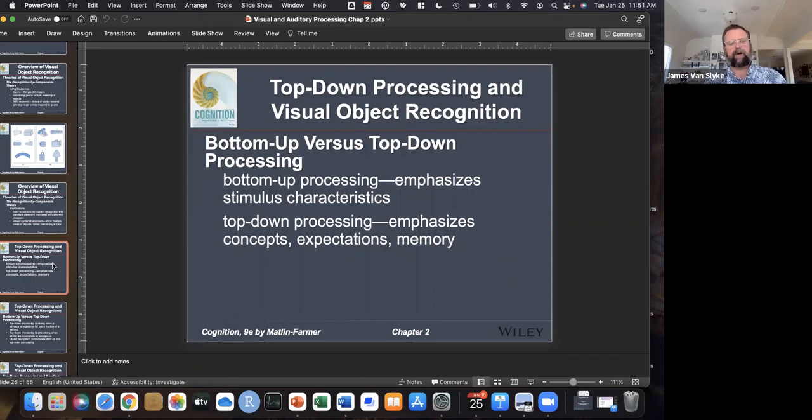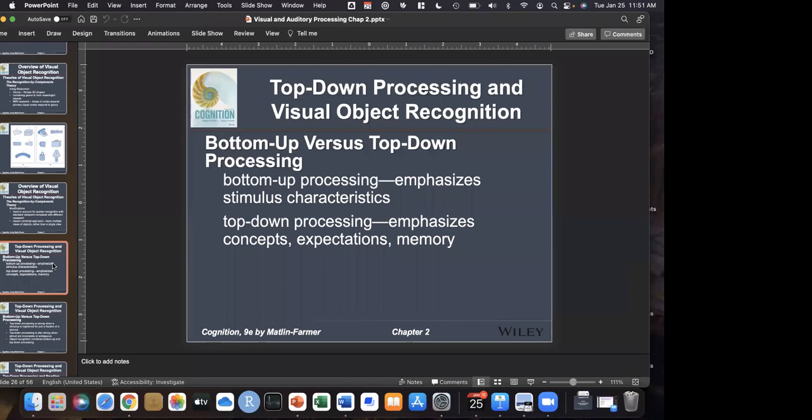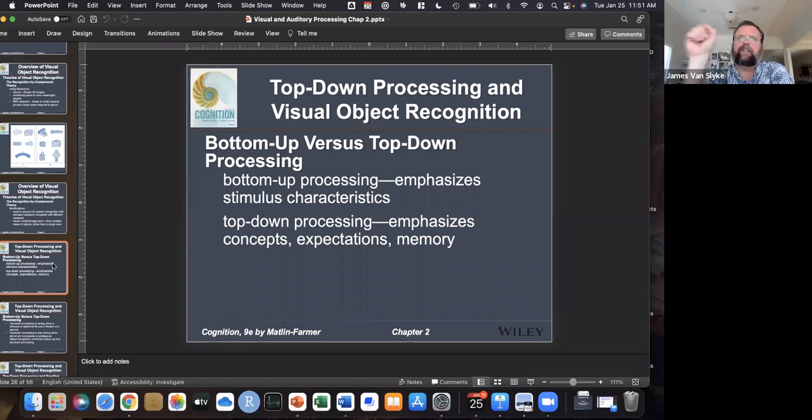Because they both have to be at work. You have to see something, and it has to actually hit your different sensory receptors in order for you to see it. But then our top-down processes are what allow us to go, oh, I know what that is because I've seen a million coffee cups or iPhones or whatever it might be. So it's the way in which those processes work together that allows us to quickly identify different kinds of information.